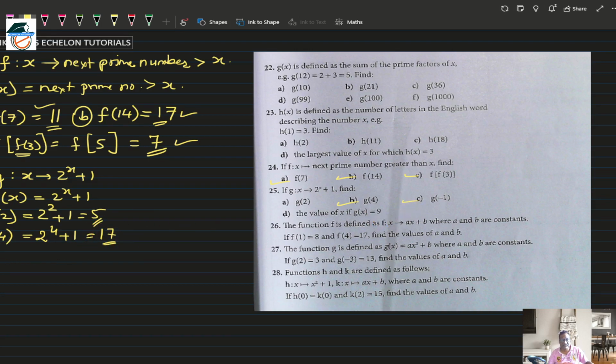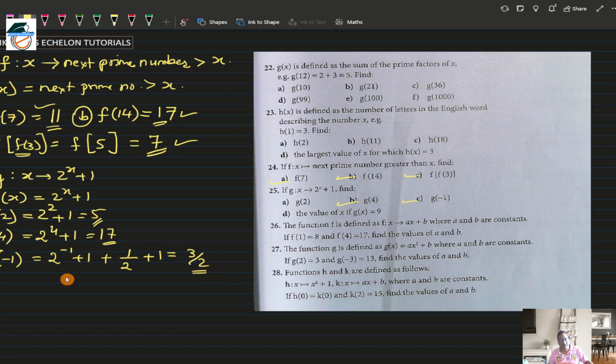C is g of minus 1, right? In this function g of x, in place of x, I'm going to plug in minus 1 and find out the value. So 2 raised to minus 1 is 1 by 2. 1 by 2 plus 1 is 1.5, that is 3 by 2. So this answer has to be equal to 3 by 2, right? This is 3 by 2.